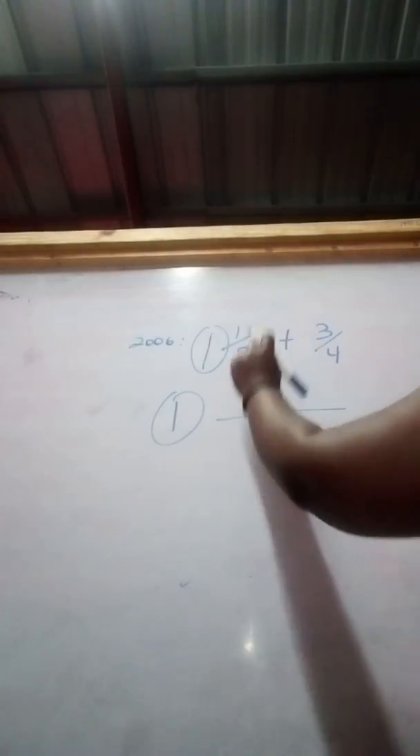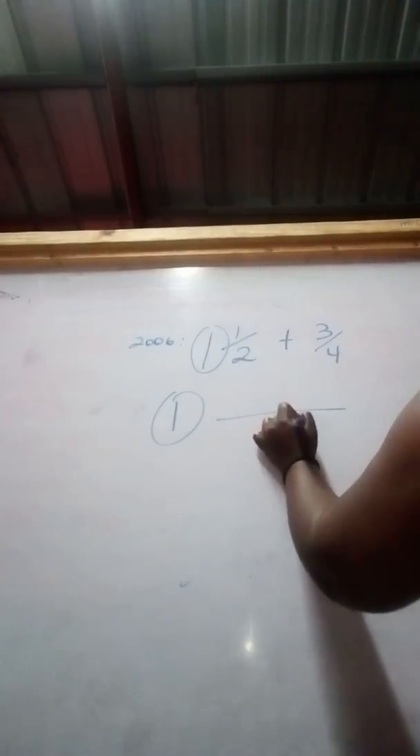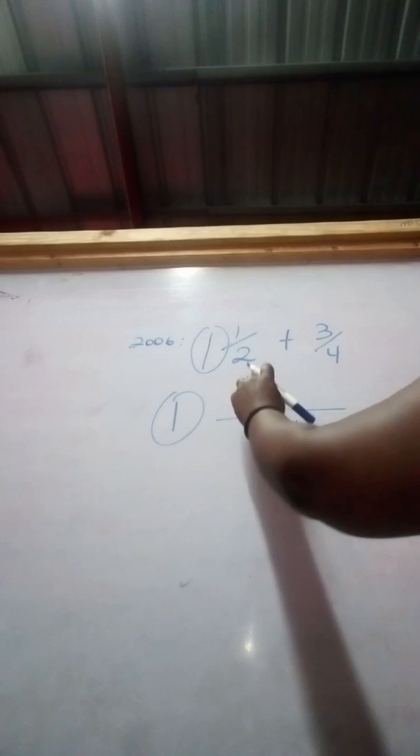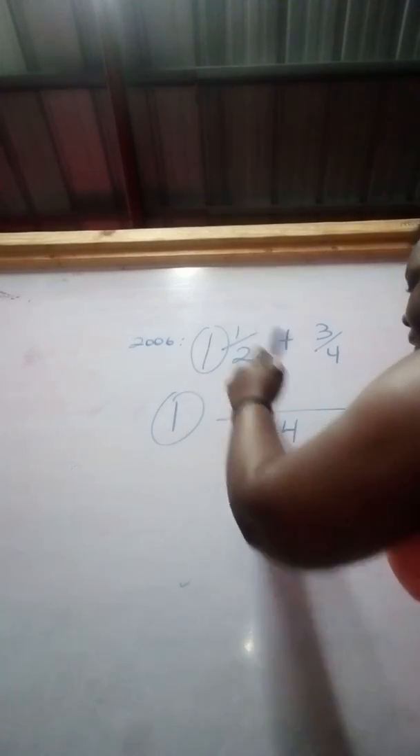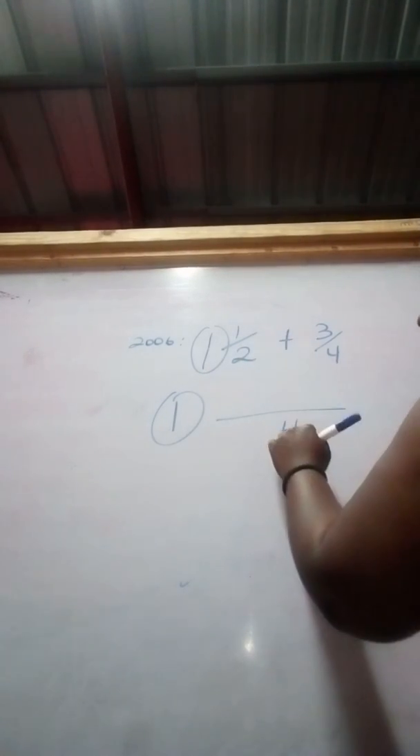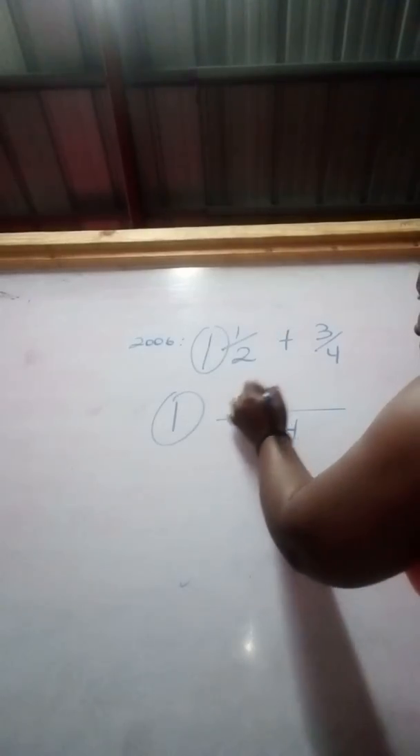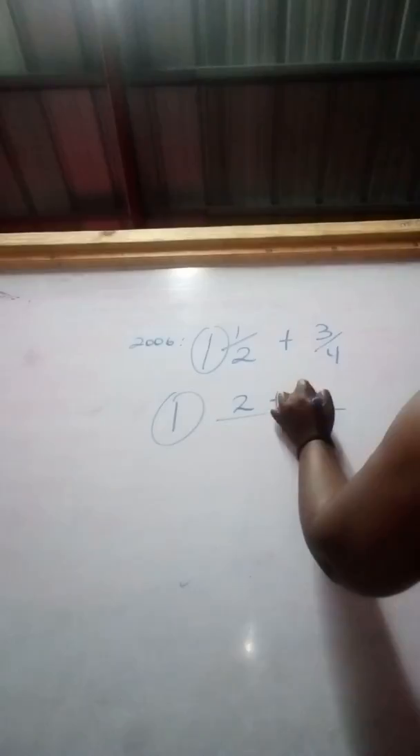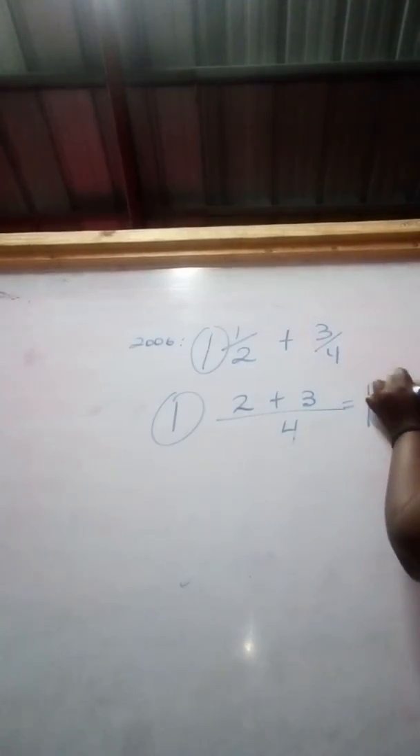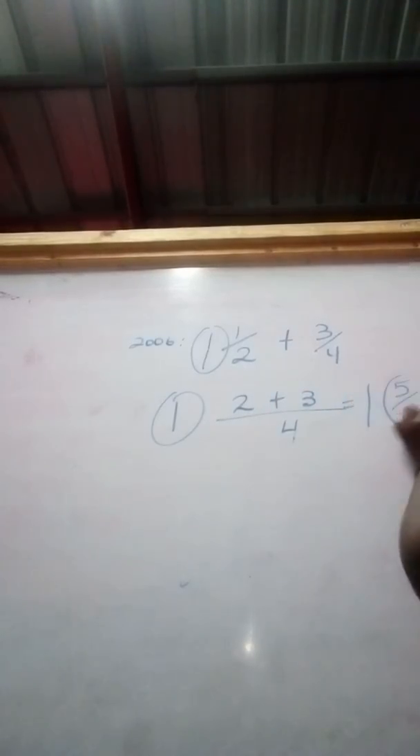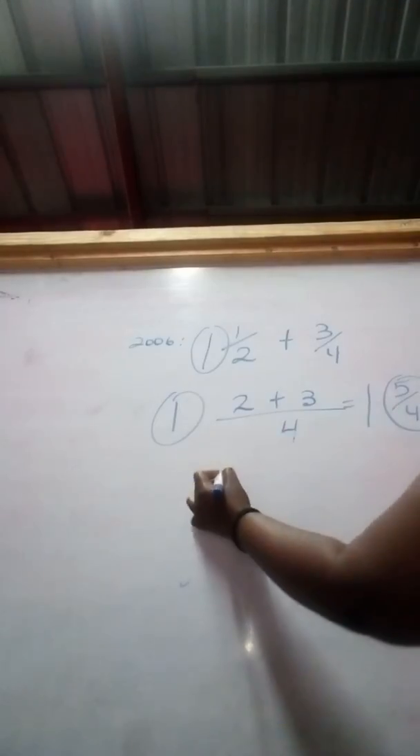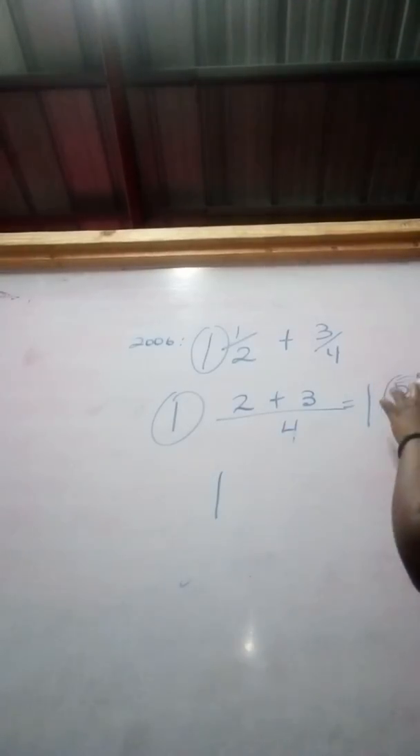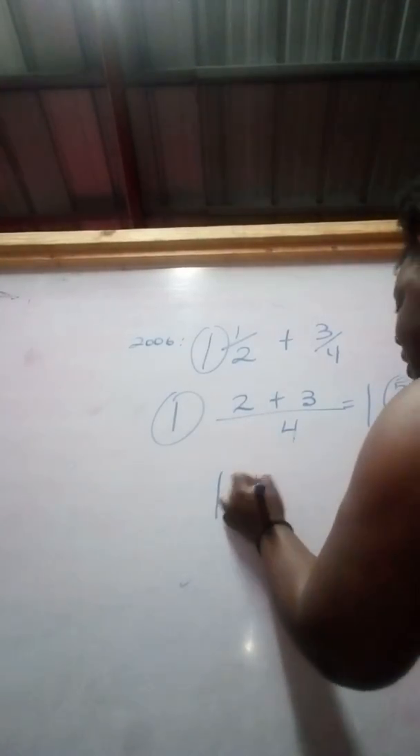Looking at this, what number could go into 2 and 4? 4. So 2 into 4 is 2, 2 by 1 is 2. 4 into 4 is 1, 1 multiplied by 3 will give you 3. So you have 1 whole, 5 over 4. But look at this. What type of fraction is this here? This is an improper fraction, so we need to change it to a mixed number.